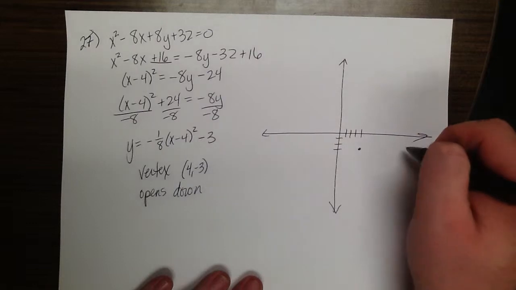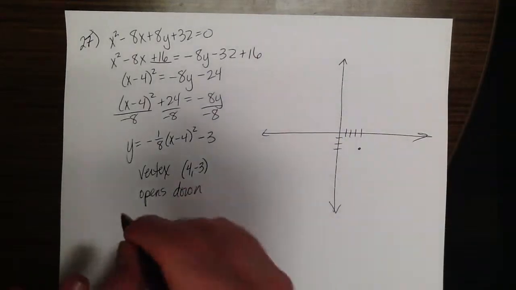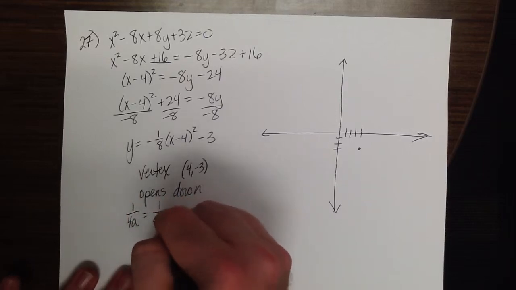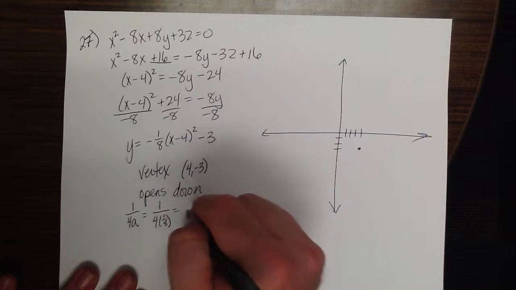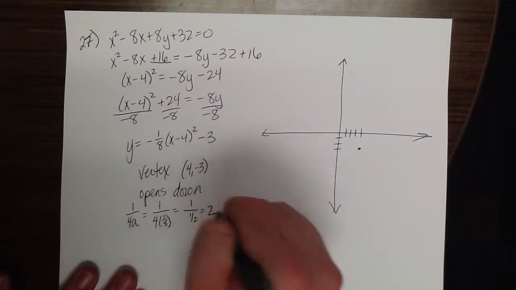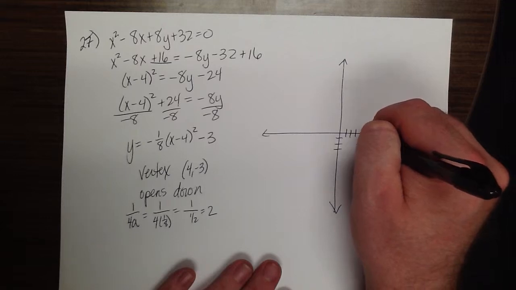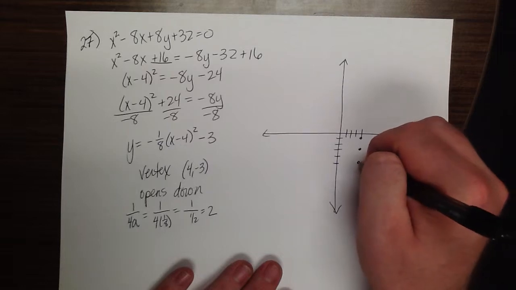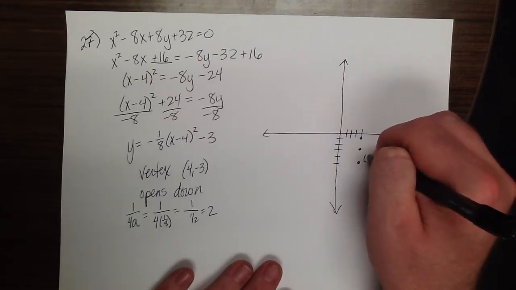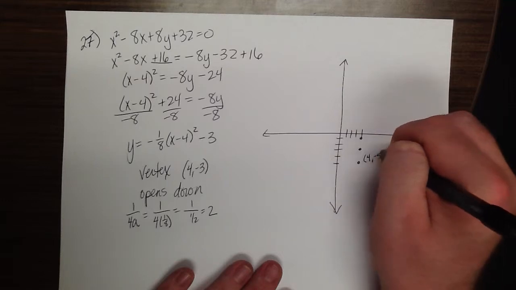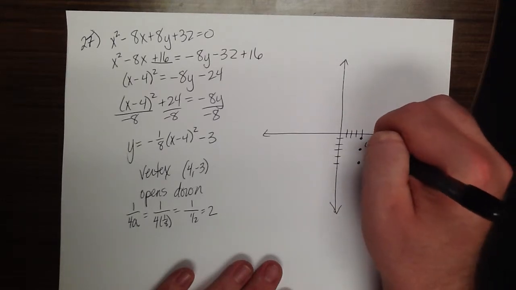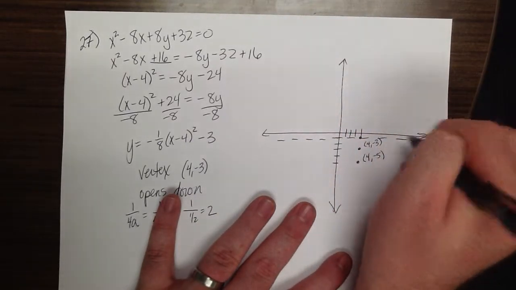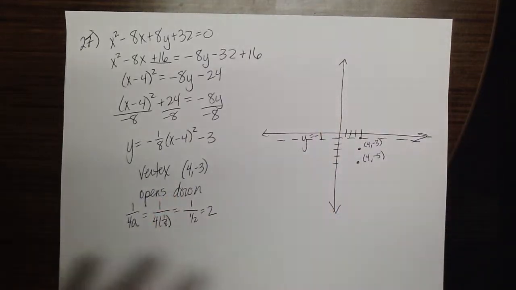So we know that the directrix is above and the focus is below. Now how far up and down it goes is 1 over 4a, which is 1 over 4 times 1/8, which is 1 over 1/2, which is 2. So we're going to go up 2 and down 2. And since it opens down, here's your focus at (4, −5). Here's your vertex, (4, −3). And here's your directrix at y = −1.